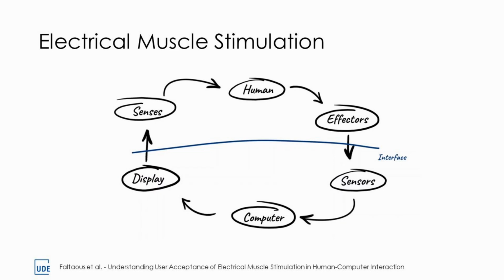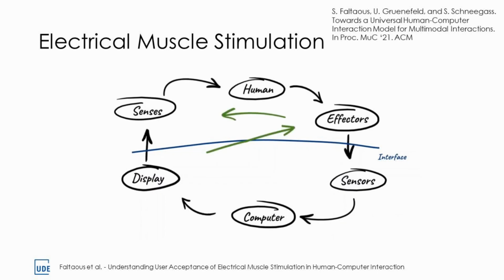With traditional output methods, such as vibrotactile, visual, or audio, the computer displays information humans can perceive with their senses. In contrast, EMS works entirely differently. It does not only provide output the user can perceive, but also allows for direct manipulation of the user's body. That means that the computer can take over control of the user's body and move their limbs. This is a very fundamental change that goes beyond the changes in interface technology we have seen before.